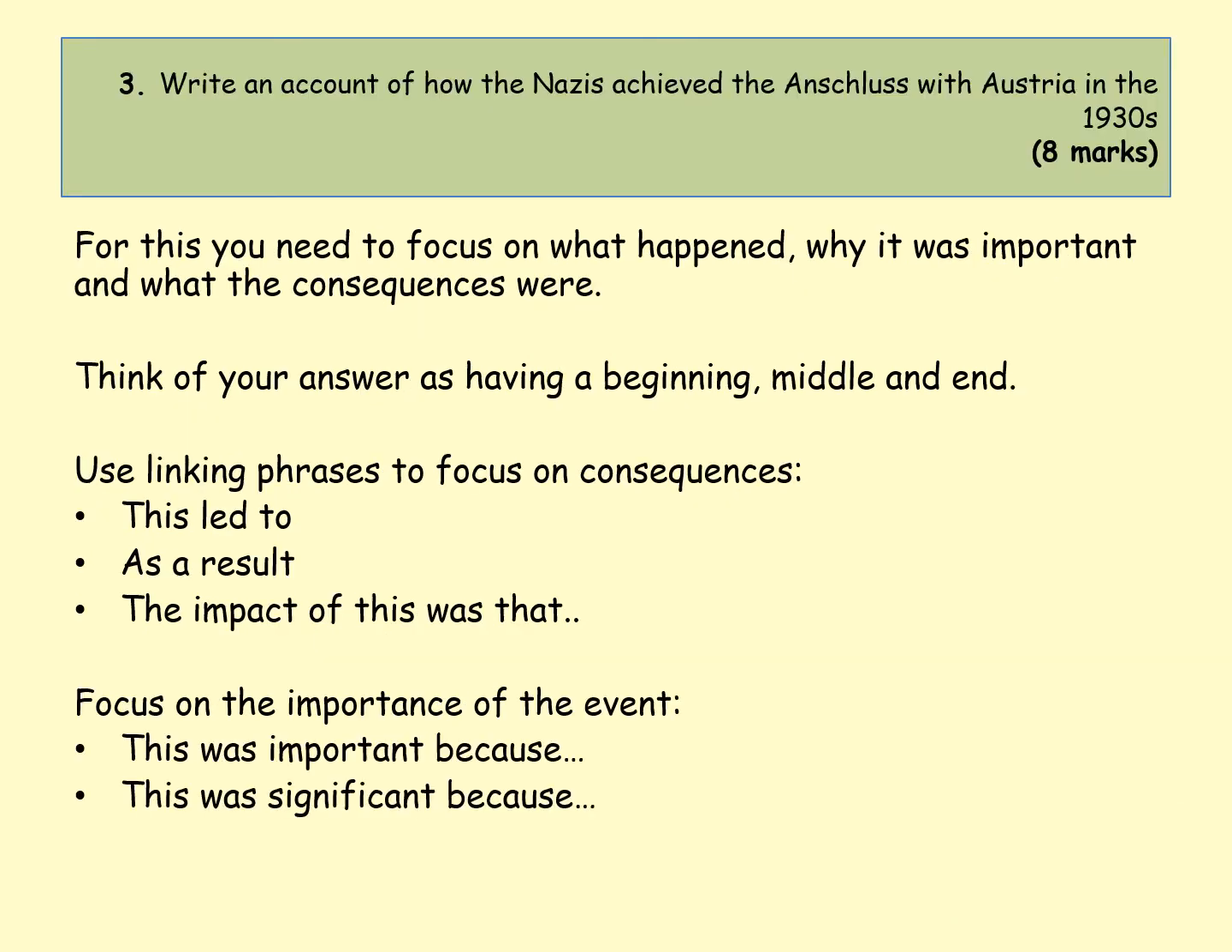So moving on, let's have a look at question 3. Write an account of how the Nazis achieved the Anschluss with Austria in the 1930s. For this question, you need to focus on what happened, why it was important, and what the consequences were.